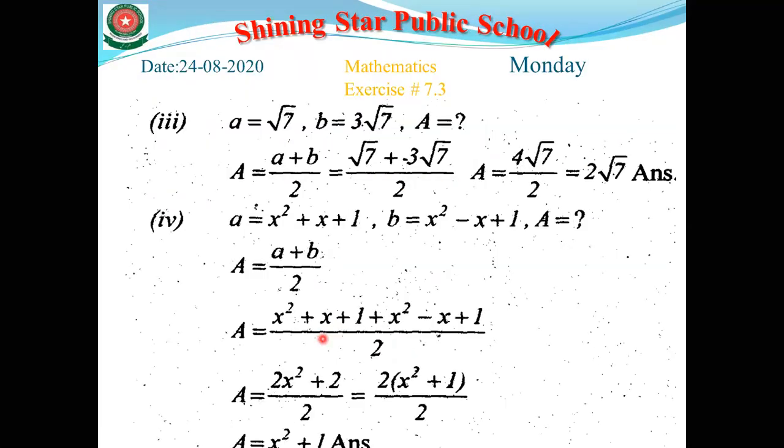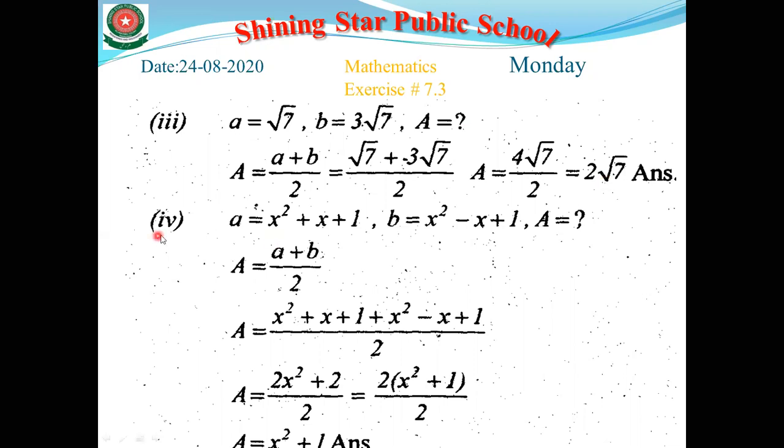The next part is a equals square root 7, b equals 3 square root 7. So first of all, capital A is equal to (a plus b) divided by 2. So a plus b means square root 7 plus 3 square root 7. Now we know that square root 7 plus 3 square root 7 means 4 square root 7, because 3 plus 1 is 4. So we write 4 square root 7. Now 2 ones are 2, 2 twos are 4, so 2 square root 7 is your required answer of part number 3.